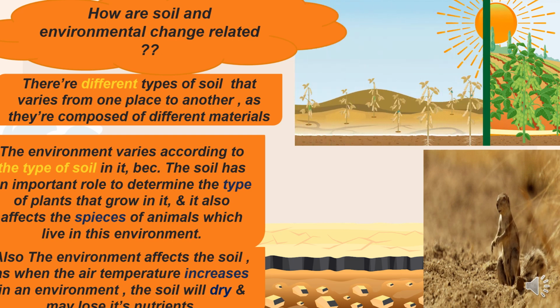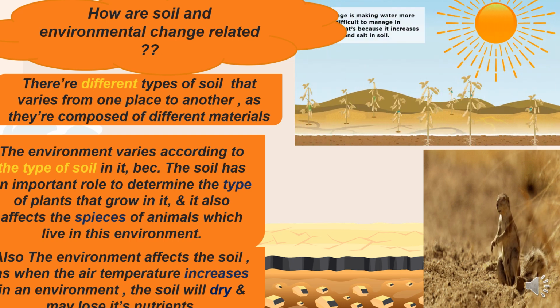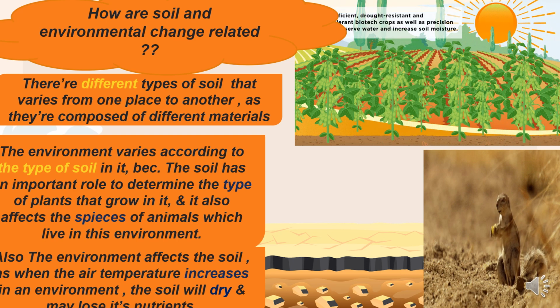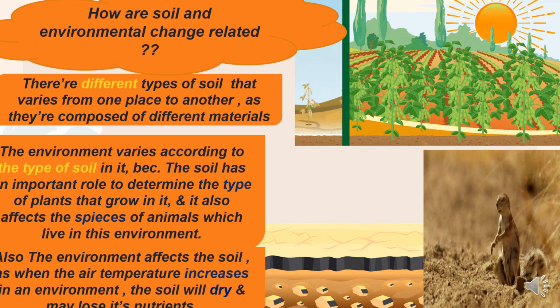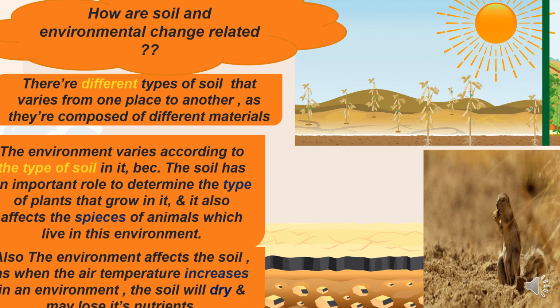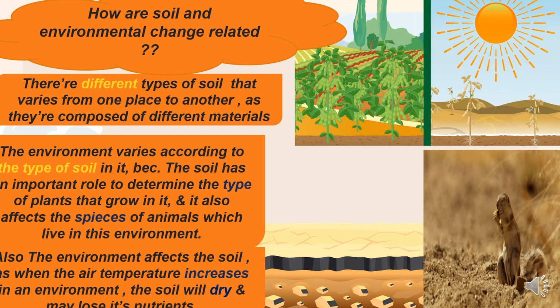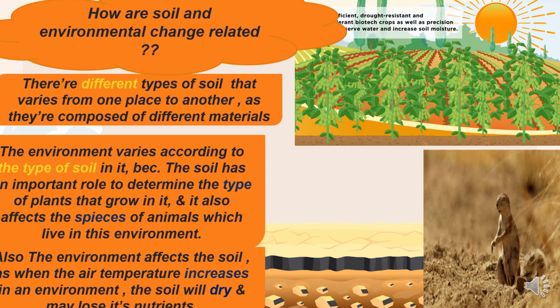How? Do you think about how the environment affects our soil? Excellent, super, Primary 6. For example, when the air temperature is very, very high in an environment like the desert, the soil is going to be very dry and completely drought-stricken. No nutrients are going to be present in this soil because of the high temperature. So this is how the environmental change affects the soil and how the soil affects the environment.